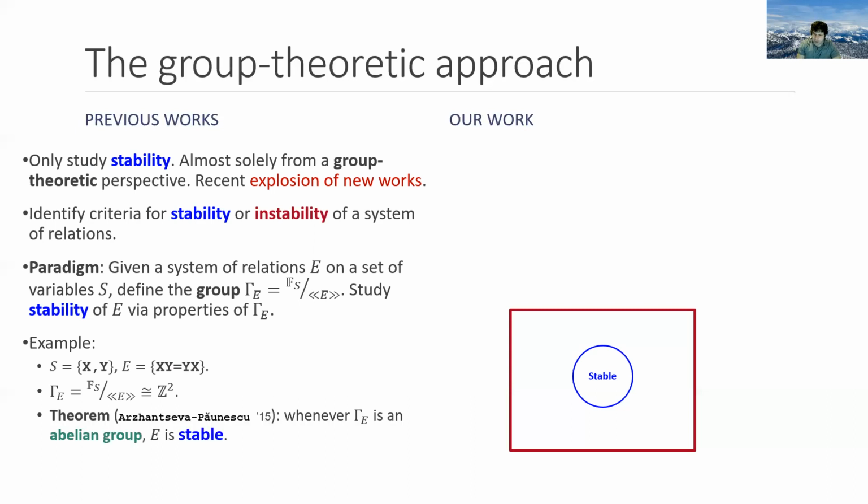Now, the Ioana-Paunescu theorem in fact says that whenever gamma E is an abelian group, E is stable. Now, since Z squared is abelian, it follows that the relation of two permutations commuting is indeed a stable one.